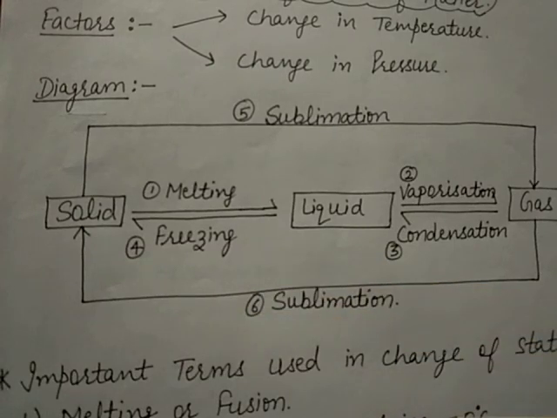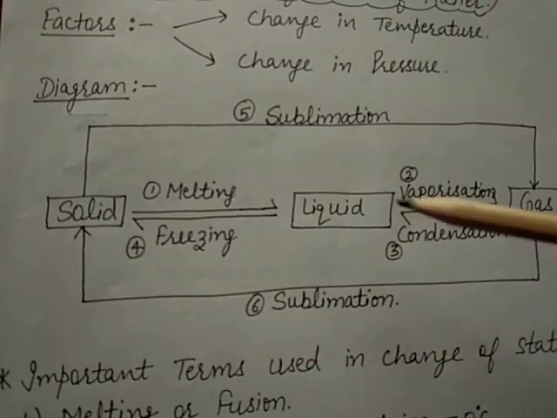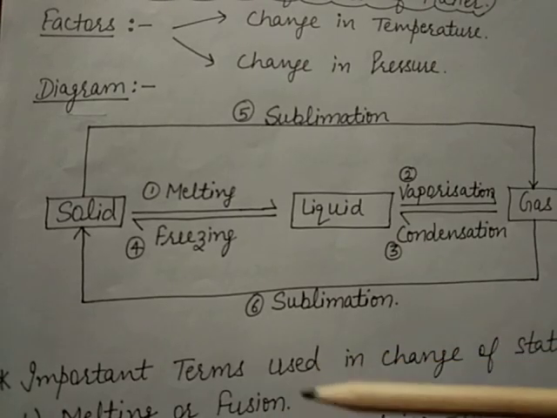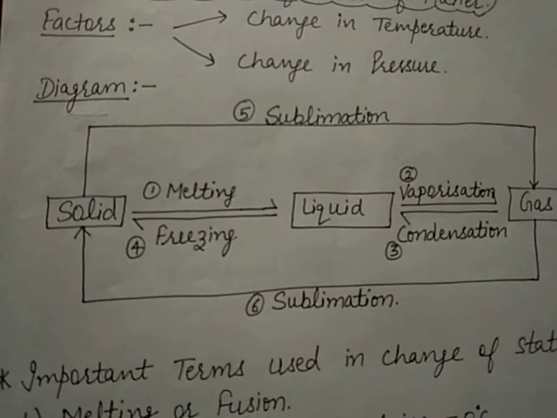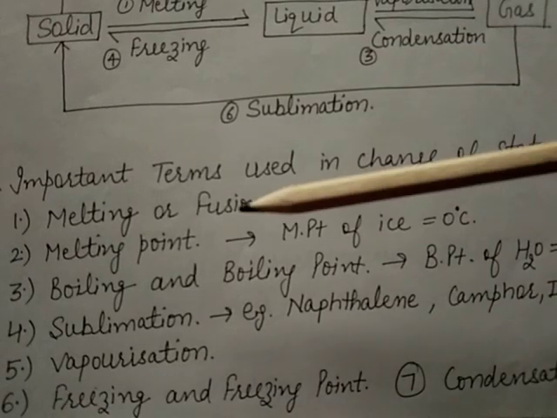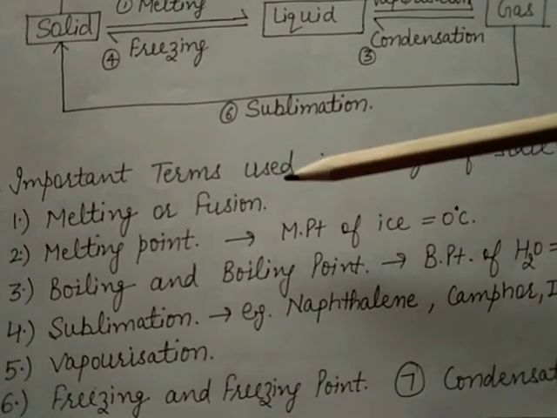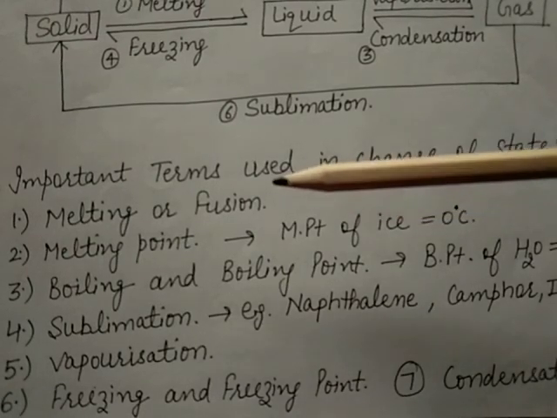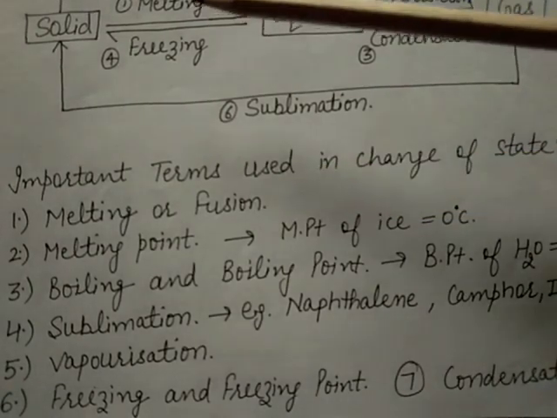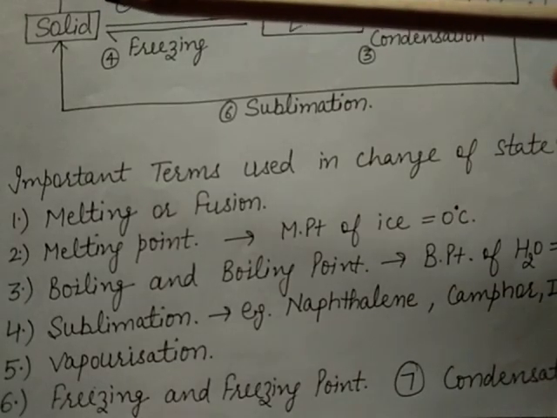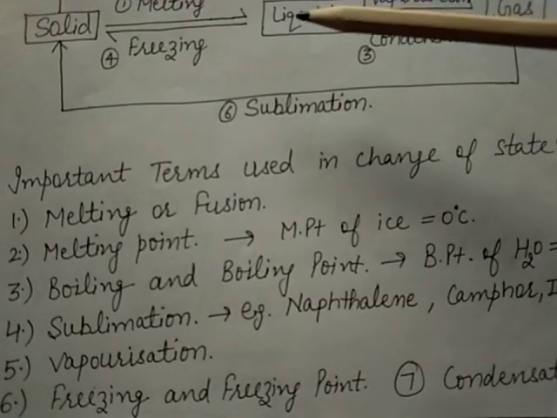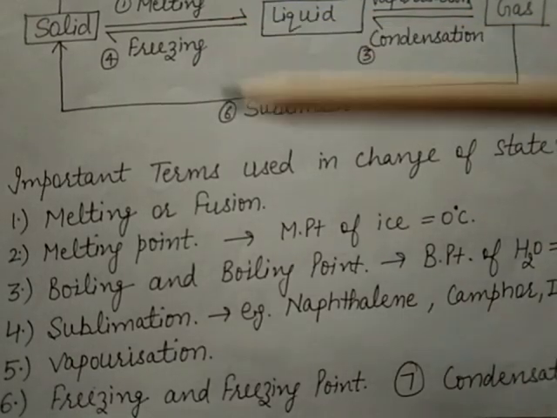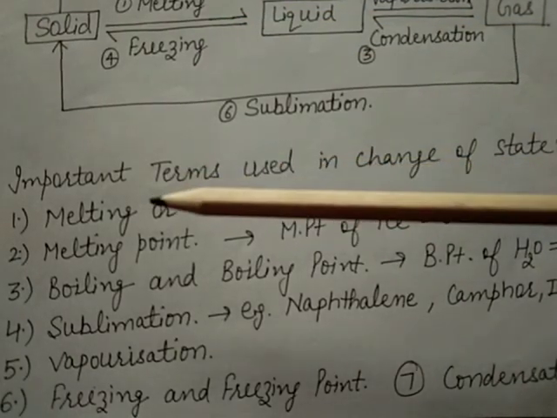Now what are the important terms used in the change of states of matter? Here I will discuss one by one. Now the first term is melting or fusion. It is the process of conversion of a matter from solid state to its liquid state at the specific condition of temperature and pressure. This is called melting or fusion.